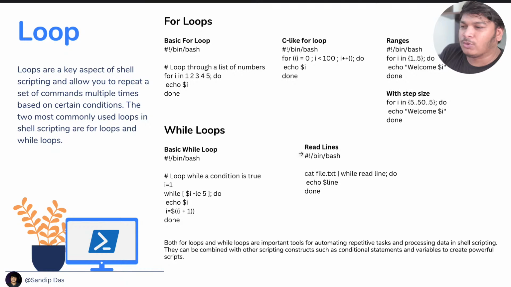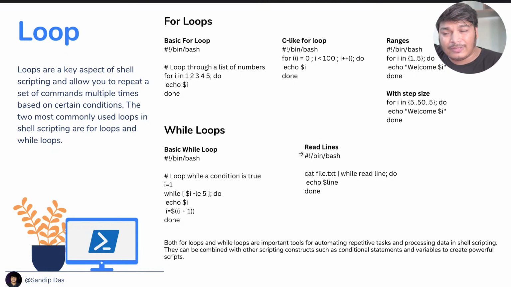So what are loops actually? Loops are a key aspect of shell scripting, or any programming language in general, that allows you to repeat a set of commands multiple times based on certain conditions. The two most commonly used in shell scripting are for loops and while loops. In for loops themselves, you have three kinds of for loops. Not just three, as things develop there can be any number of loops.